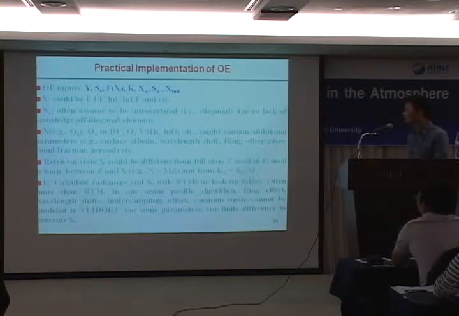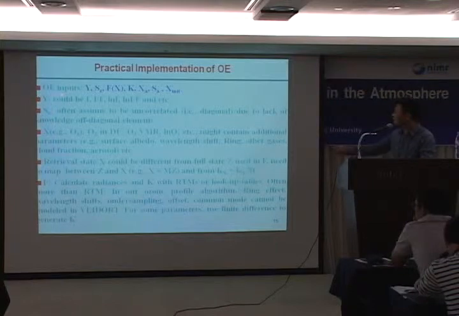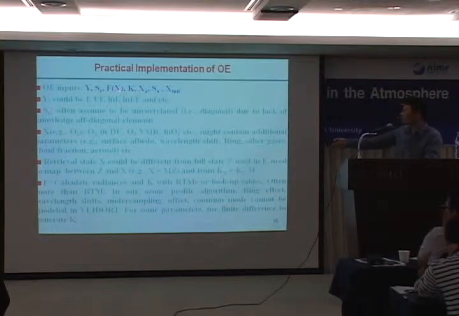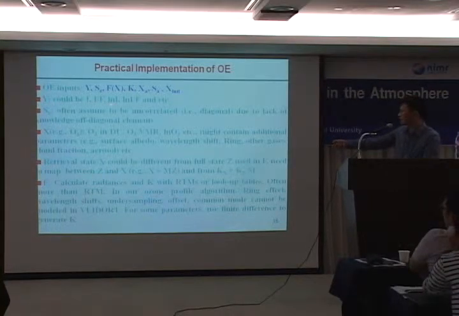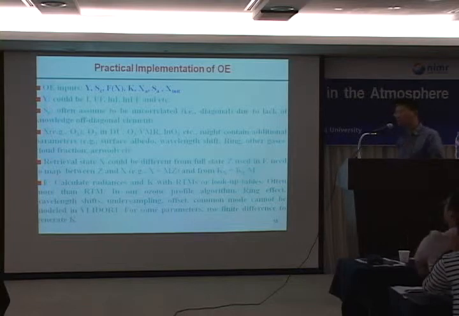Let me talk a little bit about the practical implementations of optimal estimation. So this is our main input. We have the observations, we have the measurement noise, we have the forward model, and we can derive the K matrix from the forward model. We have the a priori covariance matrix, well, somehow we have an issue. So the y vector could be the radiances or could be normalized radiances. Sometimes you can take the logarithm of either radiances or normalized radiances to make the problem more linear.